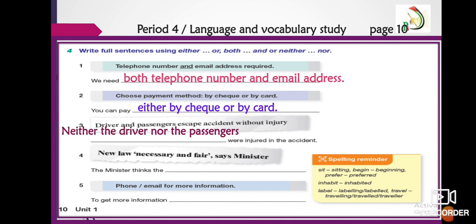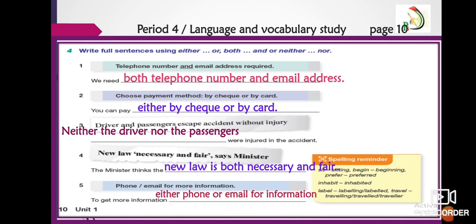Neither the driver nor the passengers were injured. The minister thinks the new law is both necessary and fair. To get more information, either phone or email for more information.